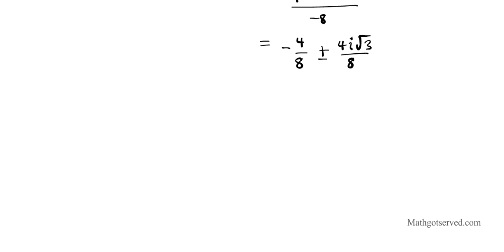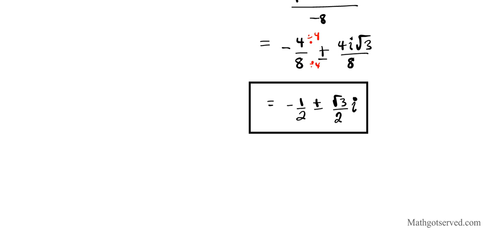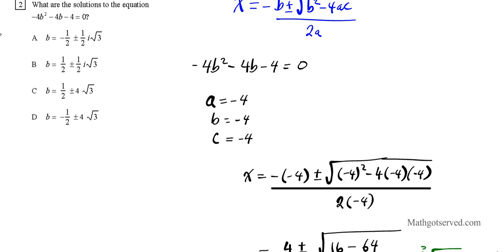Okay, let's reduce this. I'll divide this by 4 top and bottom. The first portion of this expression will be reduced into negative 1 over 2 plus or minus. We'll do the same thing here, so I can divide by 4 top and bottom. I'll have i root 3 over 2. We put an i after the number. So, okay, so it's negative 1/2 plus or minus i root 3 over 2. That's our final result for this question. Okay, so the correct answer is option A, I believe. Yes, option A. So you gotta be careful with the sign in that denominator. Okay, so the answer is option A.